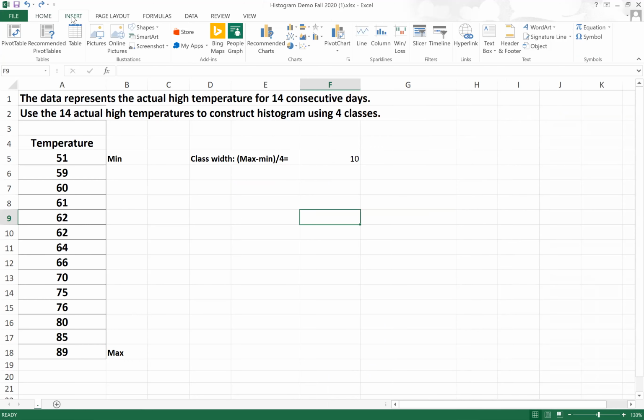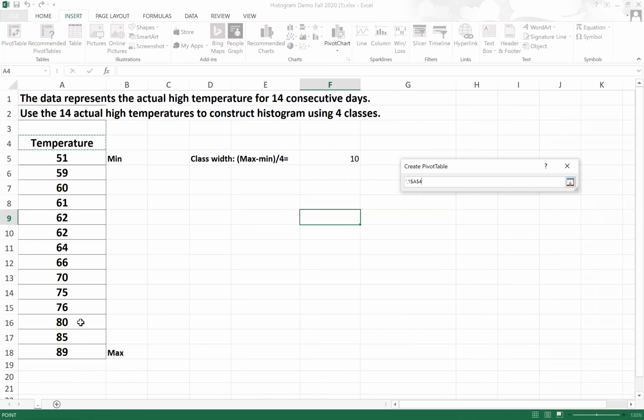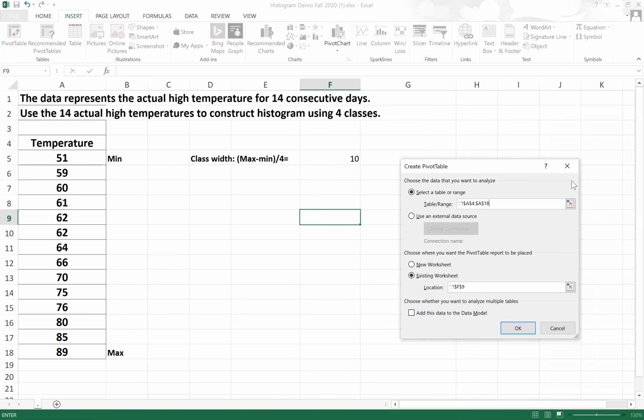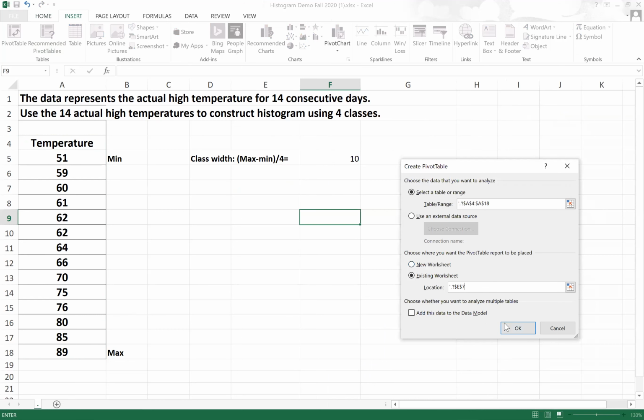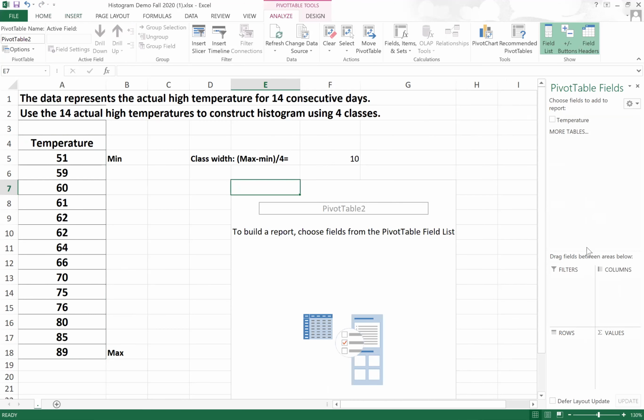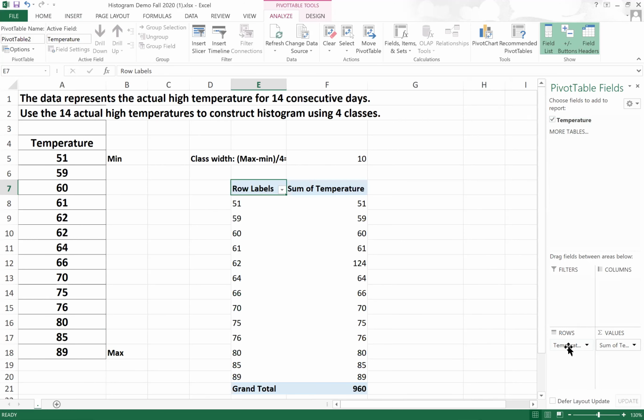One more time, insert, pivot table. When you select the table, include the title, Temperature. The title is needed here, so we select the entire table, including the title. Now we'll put it in the existing worksheet, underneath here, then click OK. Now check Temperature, then drag it and put it into a row. And we get that.